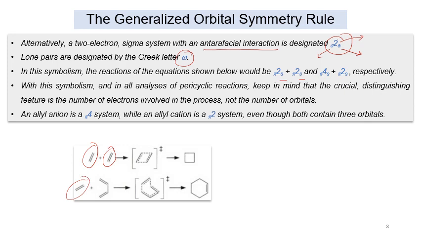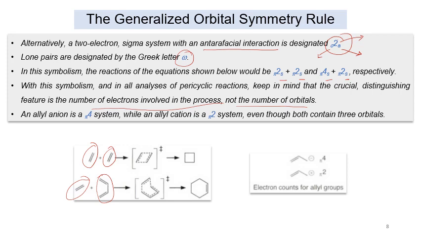In this case, this is a pi 2 system, and in this case, this is a pi 4 system, and these are interacting again in a supra manner. What we need to keep in mind is that it is the number of electrons involved in the process that matters, not how many orbitals are involved. For example, the allyl system.